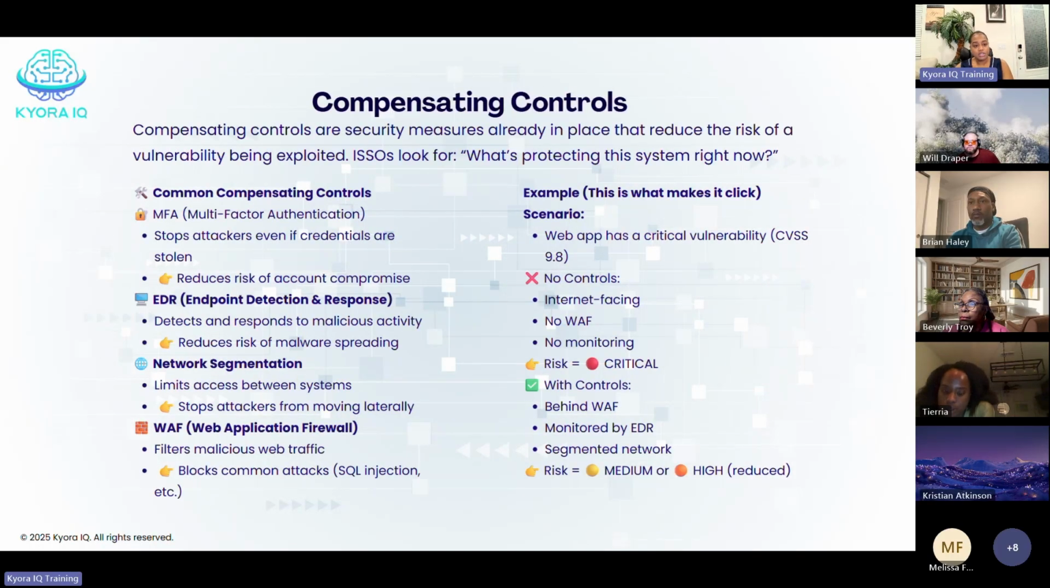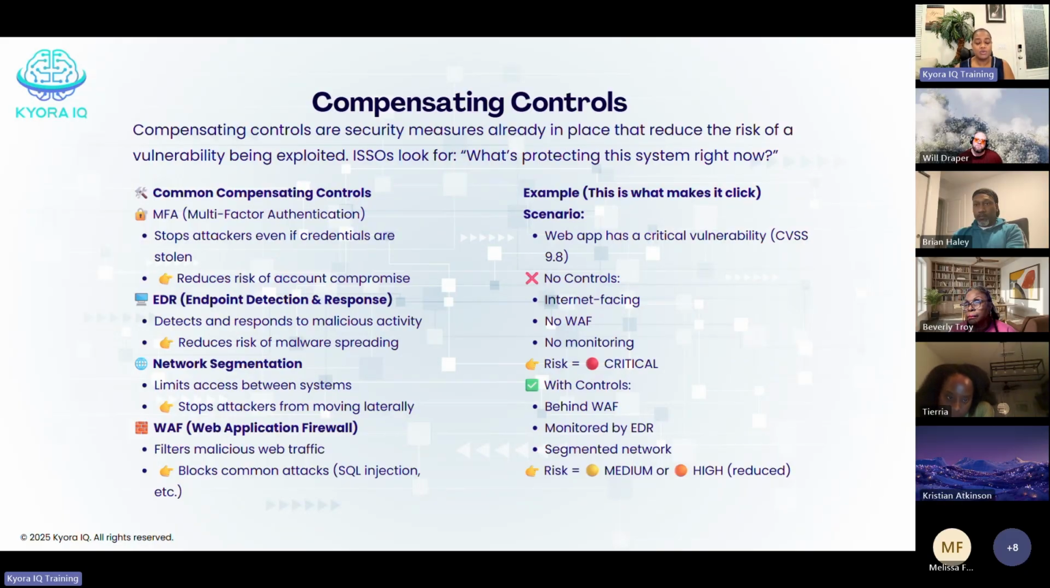So compensating controls, your common compensating controls, your multi-factor authentication. So it stops attackers even if credentials are stolen. So again, everybody should know about multi-factor. You always have something that you have. So you log into a system, it sends you a code, and then you can use that code to actually access. So if someone were able to take your username and your password, if they don't have the code, then of course they still can't get in.